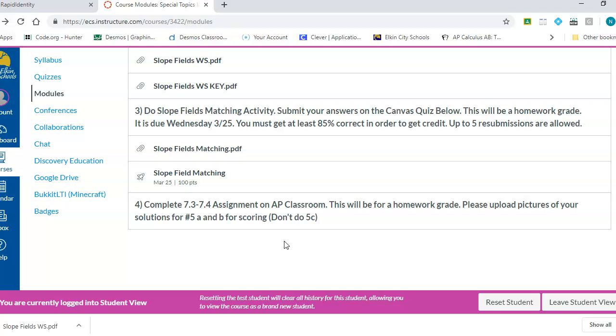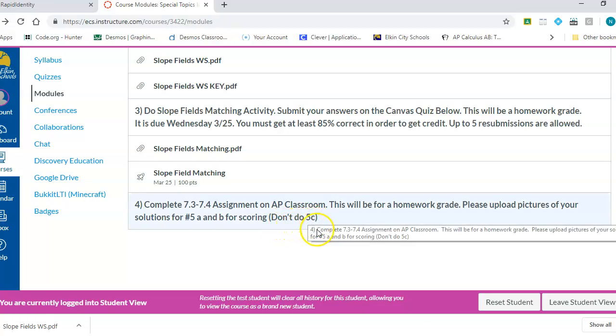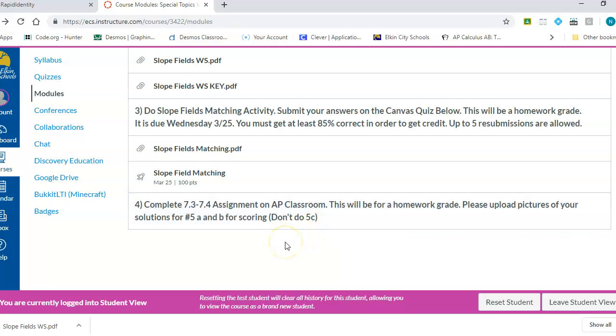If you can take a picture of whatever you've done and upload it there. Normally I just have you guys do those on paper, but I can't do that since we can't actually turn anything in. So please upload those. You do not have to do 5C because it is not something we know how to do yet, but I couldn't get rid of that part of the problem, so just leave that part blank for me.